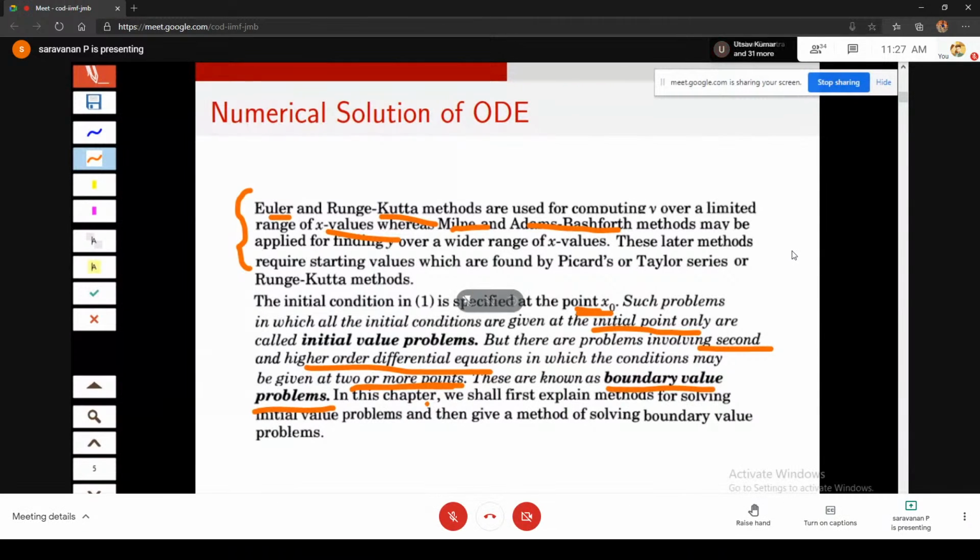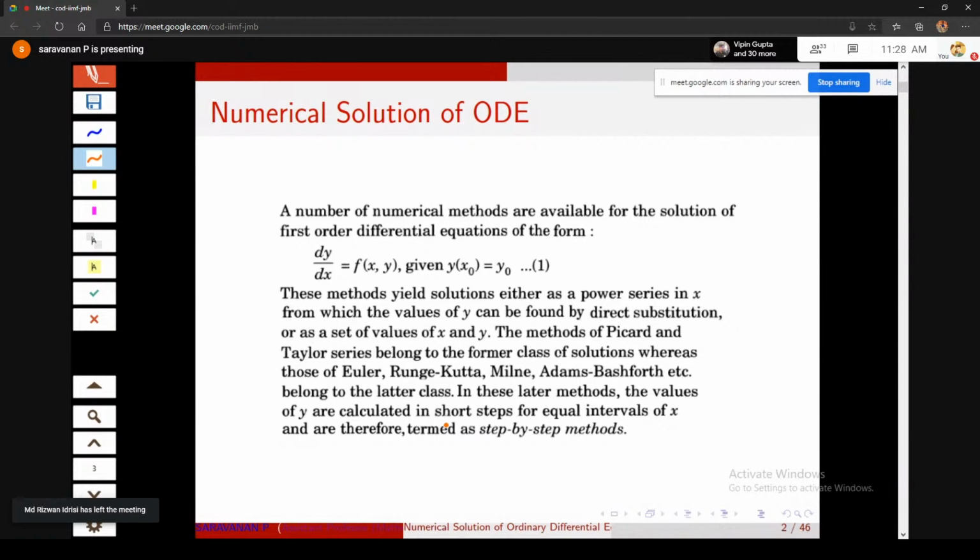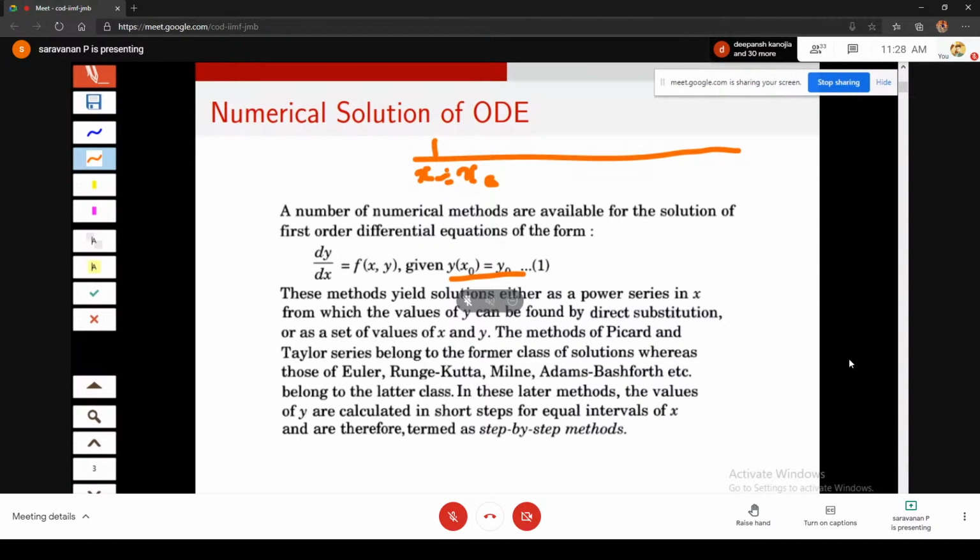Okay, in this chapter we shall first explain methods for solving initial value problems, then give a method for solving boundary value problems. But boundary value problems are not in your syllabus. You have got only the initial value problems. In all the problems the condition will be specified at only one point, like this: y of x0 equal to y0. So basically this is your problem. When x equal to x0, the corresponding y value, that is y0, is given in the problem.